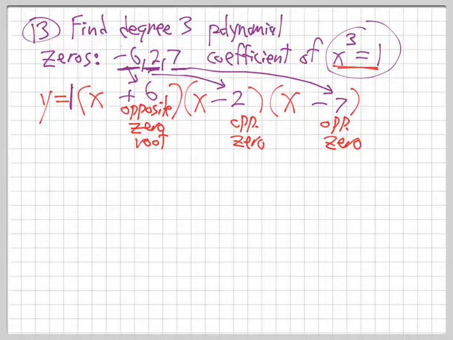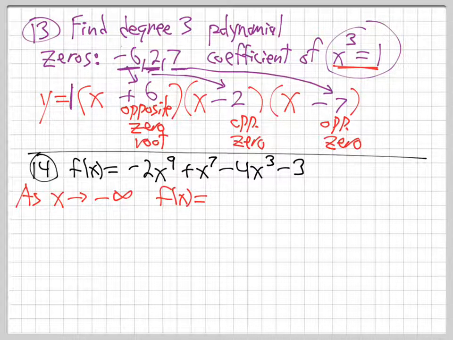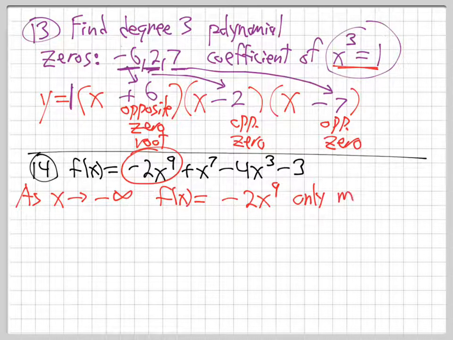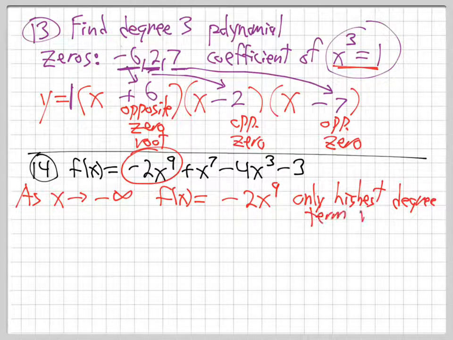So they give us a function f of x equals negative 2x to the 9th plus x to the 7th minus 4x cubed minus 3. As x heads towards negative infinity, what's the function going to do? I only need this term, remember, because it's more powerful. Only the highest degree term matters. The other ones don't matter, just the one that's highest power. Because as you plug in big numbers, it's going to dominate. It's going to take over.